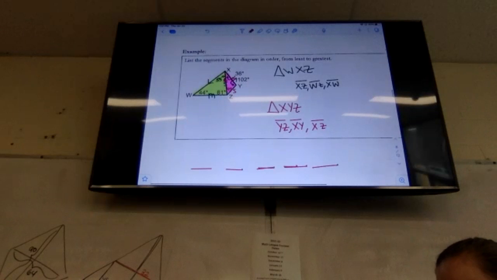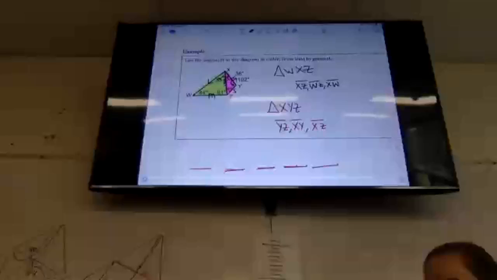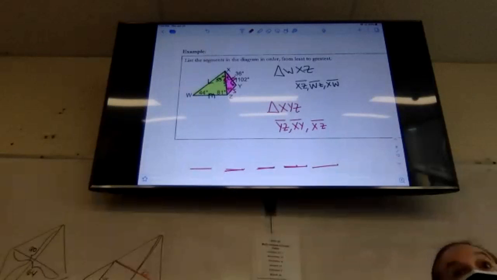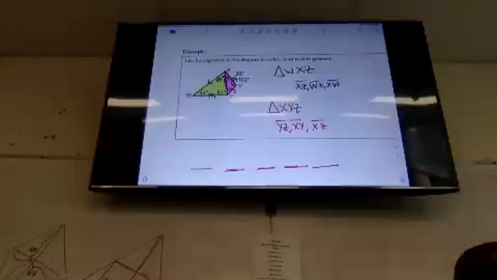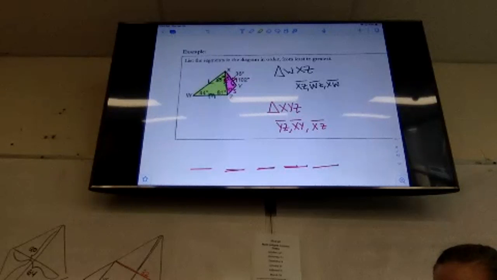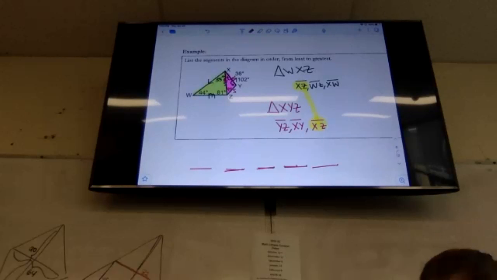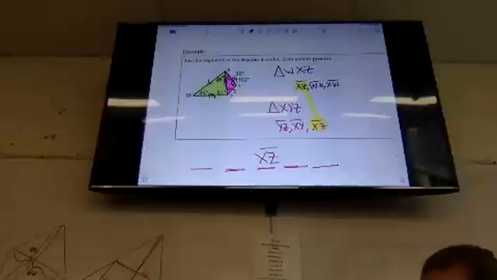Does anyone notice anything that's going to help me put these two together? One list was XZ, WZ, XW. What about XZ? What do you say, Lance? It's the smallest for one and biggest for the other. Amazing. It's the smallest for one and the biggest for another, so it's going to go right in the middle. XZ is the middle one.